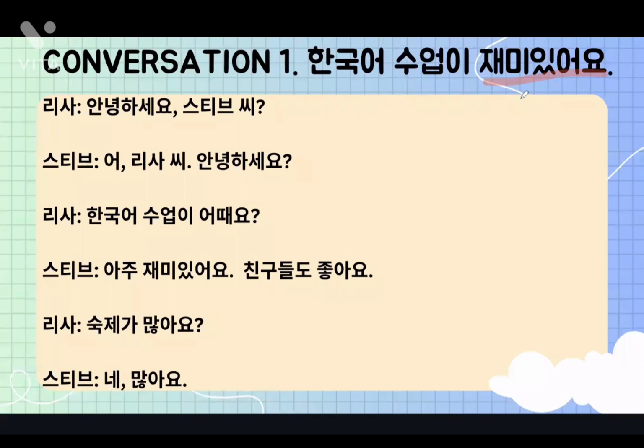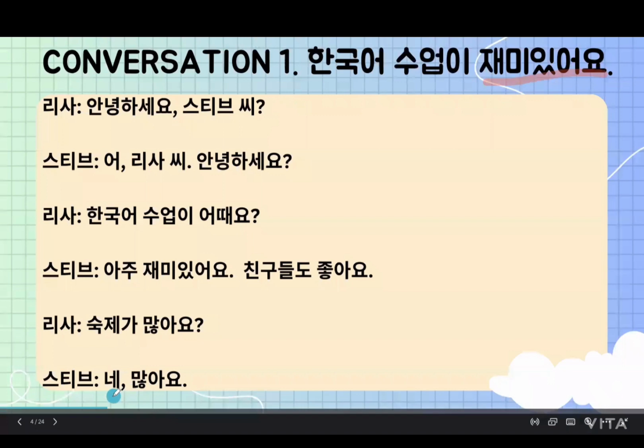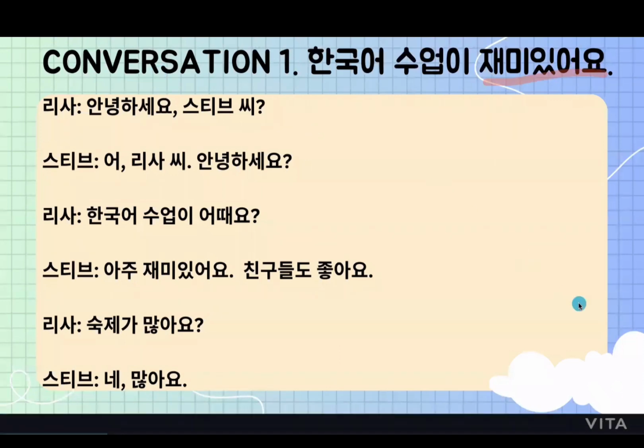Conversation 1. 한국어 수업이 재미있어요. 리사: 안녕하세요, 스티브 씨. 스티브: 리사 씨, 안녕하세요. 리사: 한국어 수업이 어때요? 스티브: 아주 재미있어요. 친구들도 좋아요. 리사: 숙제가 많아요? 스티브: 네, 많아요.